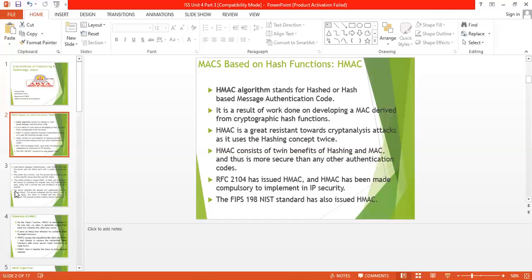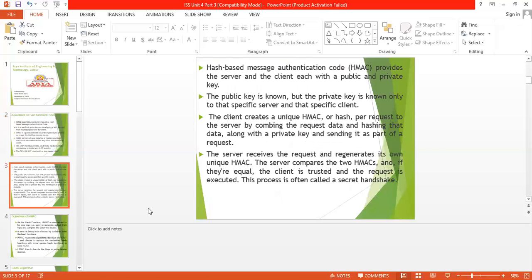An iterative hash function breaks up a message into blocks of fixed size and iterates over them with a compression function. So this is the basic mechanism of the hash function. Now, how do the server and the client work using the hash function?